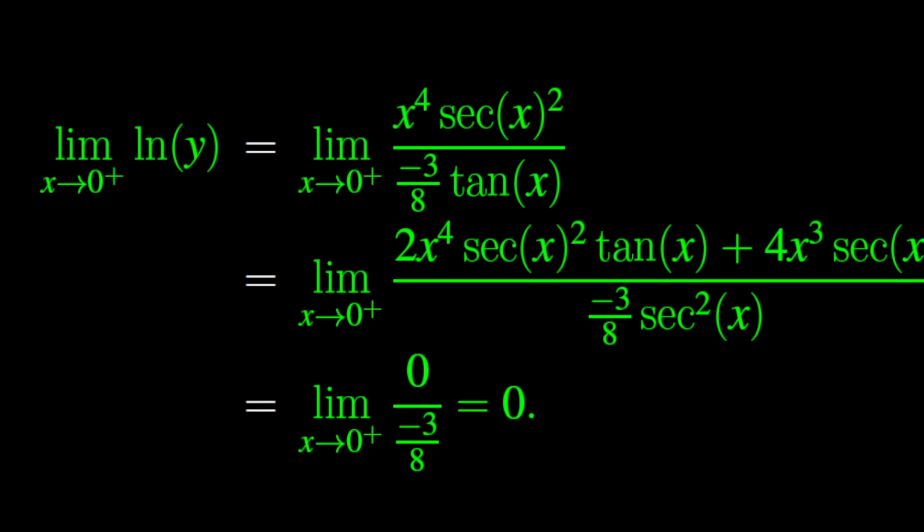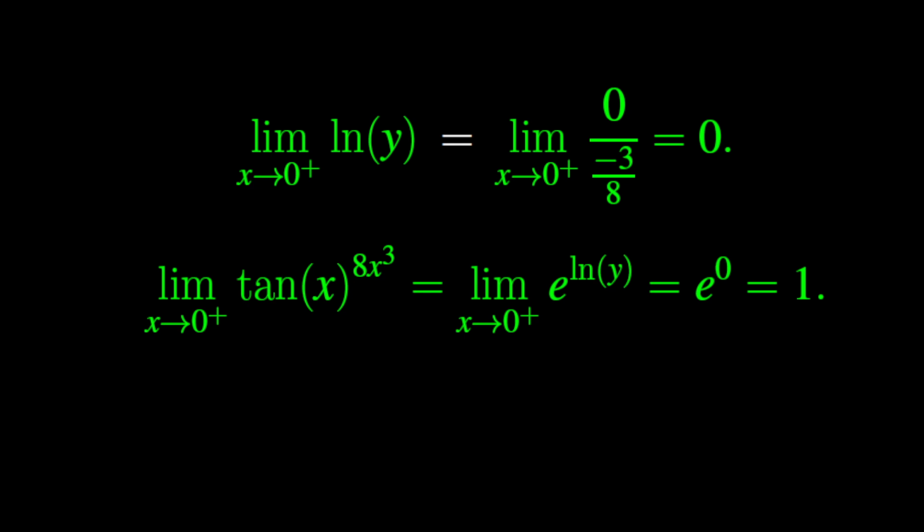In sum, the limit as x goes to 0 plus of logarithm of y is 0. As a result, the limit as x goes to 0 plus of tangent of x to the power 8x cubed is equal to the limit as x goes to 0 plus of exponential of logarithm of y, which is equal to 1.